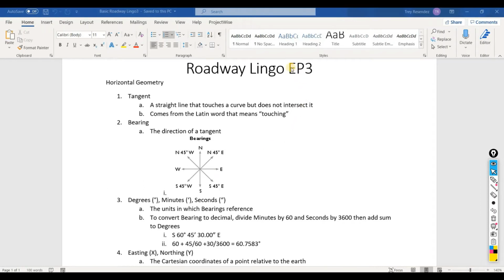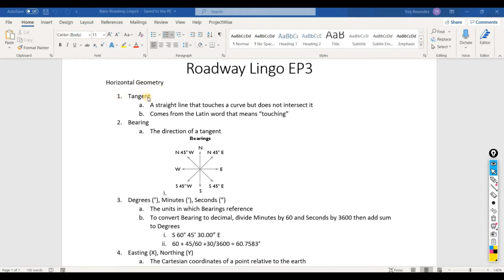So today's going to be episode 3 of Roadway Lingo, and what we're going to be talking about today is horizontal geometry. And what I want to start off first is talking about the word geometry. The word geometry just means a measurement relative to the earth.